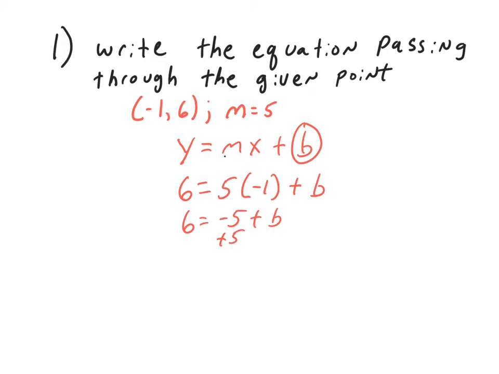Add 5 to both sides. We'll get 11 equals b. Then substitute m and b into our equation. We'll get y equals 5x plus 11.